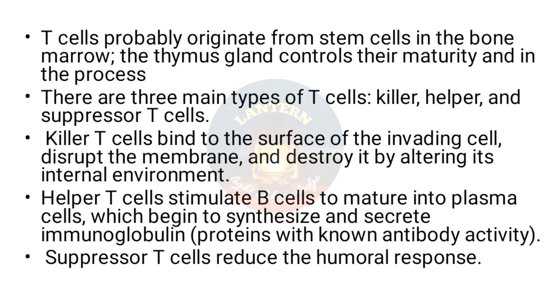T cells probably originate from stem cells in the bone marrow. The thymus gland controls their maturity. There are three main types of T cells: killer, helper, and suppressor T cells. Killer T cells bind to the surface of the invading cell and disrupt the membrane and destroy it by altering its internal environment. Helper T cells stimulate B cells to mature into plasma cells, which begin to synthesize and secrete immunoglobulin. Immunoglobulins are proteins with antibody activity. Suppressor T cells reduce humoral response.